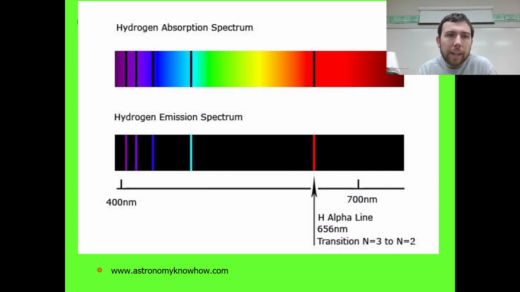As I'm looking at this, you've got 1, 2, 3, 4, 5 different emissions that can take place within the hydrogen atom that are at least visible light. Notice that it says the hydrogen alpha line at 656 nanometers is the transition from n equals 3 to n equals 2. I believe that's getting at the most common emission for the hydrogen atom.